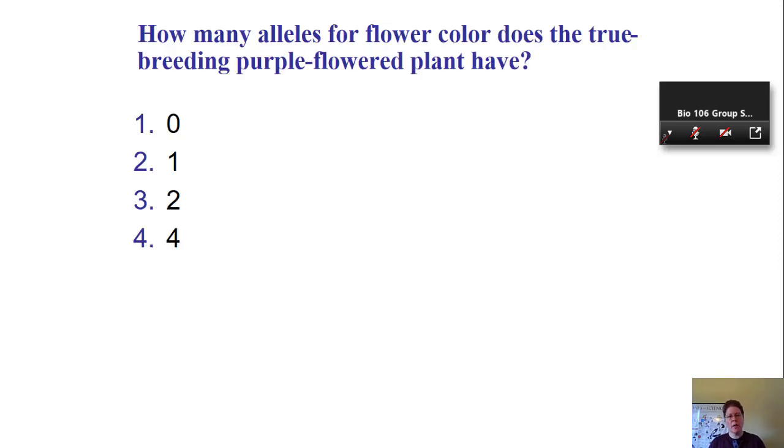I'll start off with a couple of questions to see how you're feeling, and this will help you pinpoint where you might be having some trouble. So how many alleles for flower color does a true breeding purple flowered plant have? 0, 1, 2, or 4? All right, choose your answer.